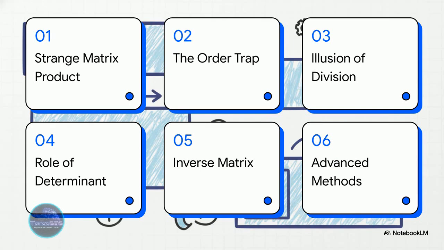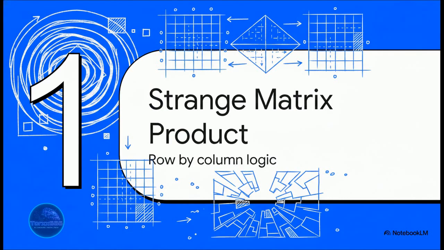To avoid falling into that trap, here is our roadmap for today. We'll start with a strange matrix product, then look at the trap of order. From there, we'll shatter the illusion of matrix division, check out the role of the determinant, and finally, we'll calculate the inverse matrix and look at some advanced methods. Section 1. The strange matrix product.